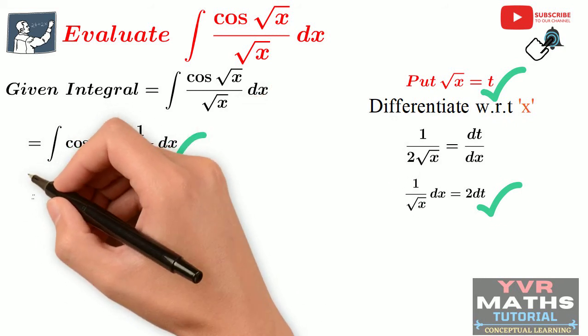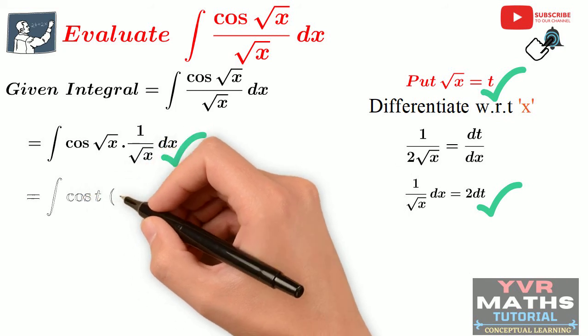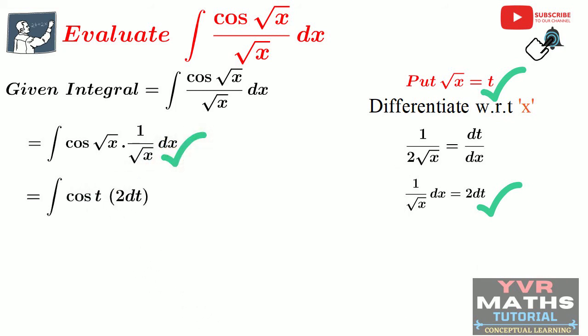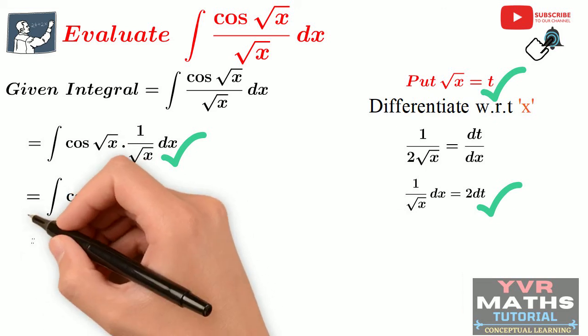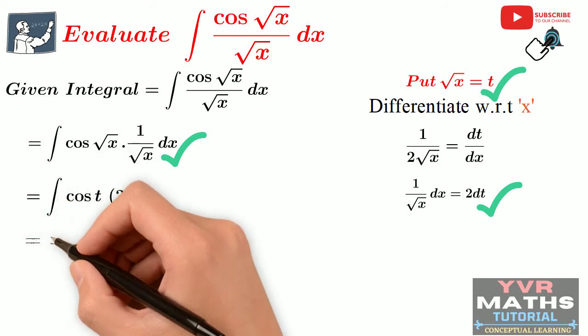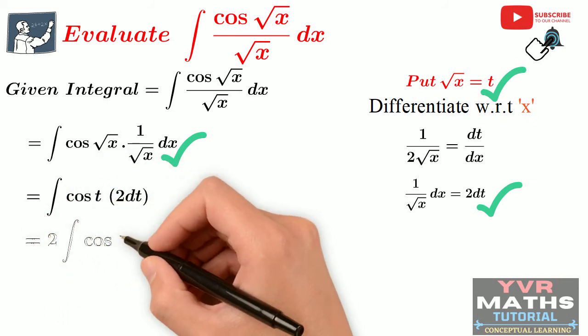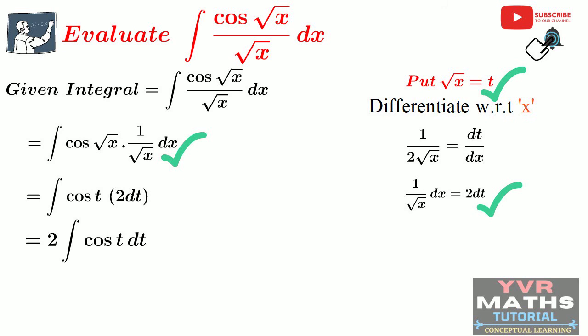See here, integral cos t into 2 dt. Why? Because root x we considered as a t variable and 1 by root x dx we got 2 dt. That's why we got this step. If we observe in the given integrand, we have a constant 2. So by using basic properties of indefinite integrals, the constant 2 we can write outside of the integral. Then the new step is 2 into integral cos t dt.